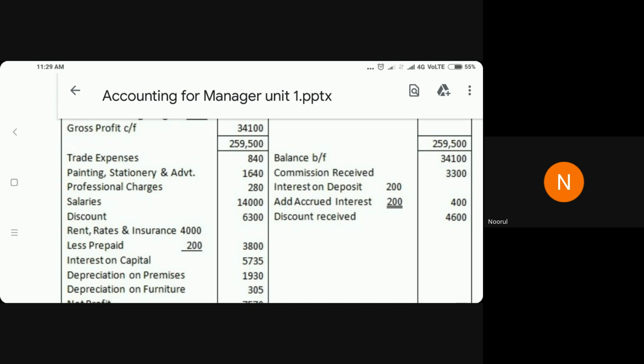Outstanding expenses means what? You have to pay but have not yet paid, that is a liability to pay. So that is why we add it to the respective expenditure account in the trading and profit and loss account, and it is shown as a current liability in the balance sheet.